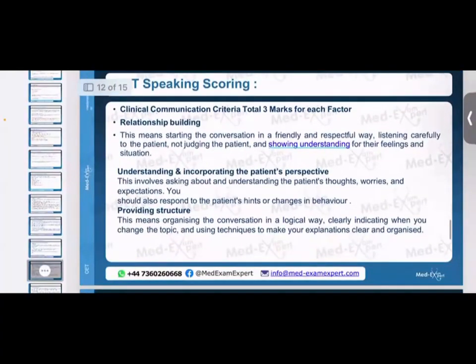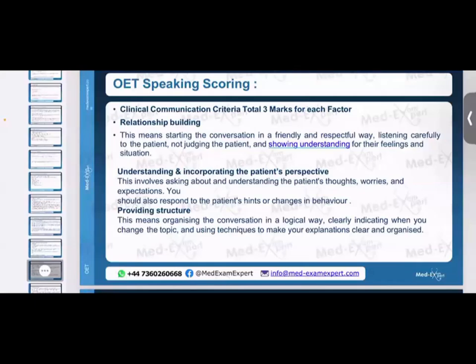Then there comes the clinical communication criteria, and there are different factors for this as well, and there are 3 marks for every factor. The first thing is relationship building. This means starting the conversation in a friendly and respectful way, listening carefully to the patient, not judging the patient, and showing understanding for the feelings and the situation.